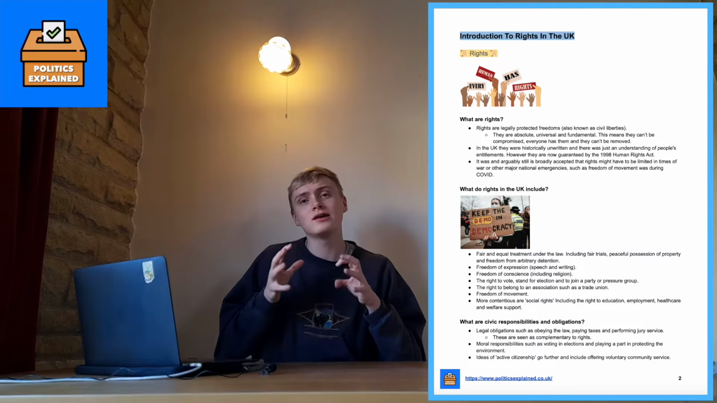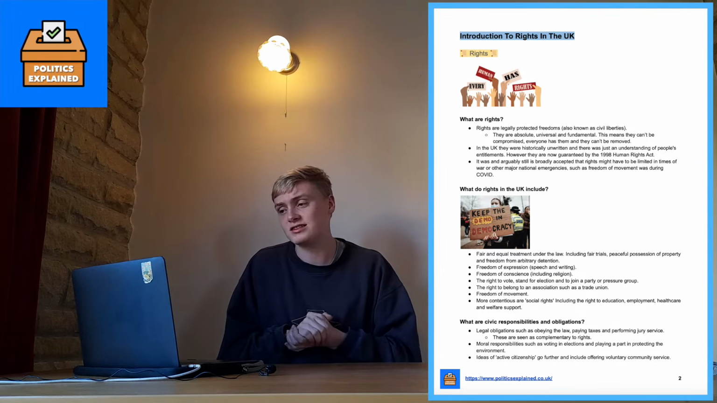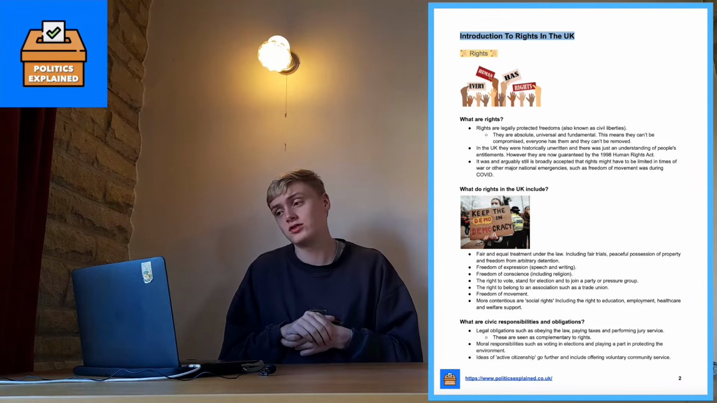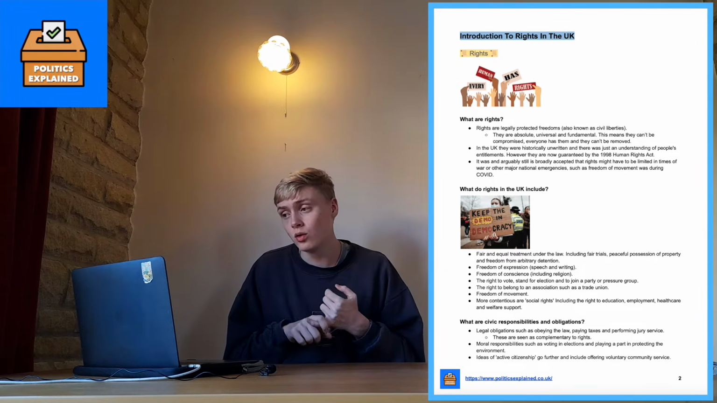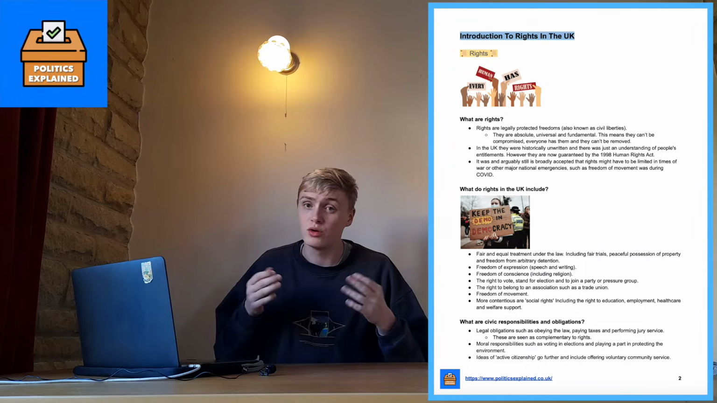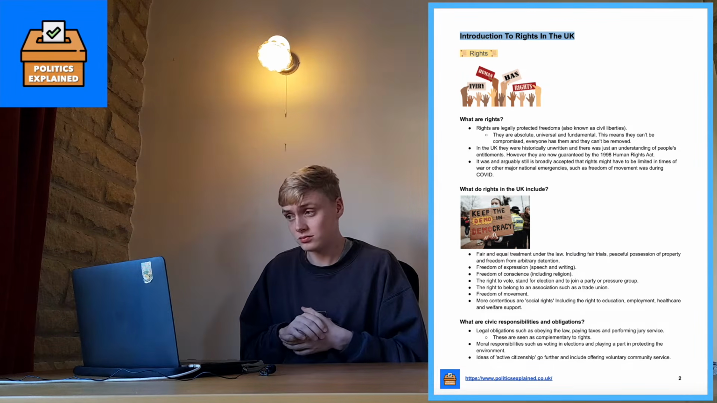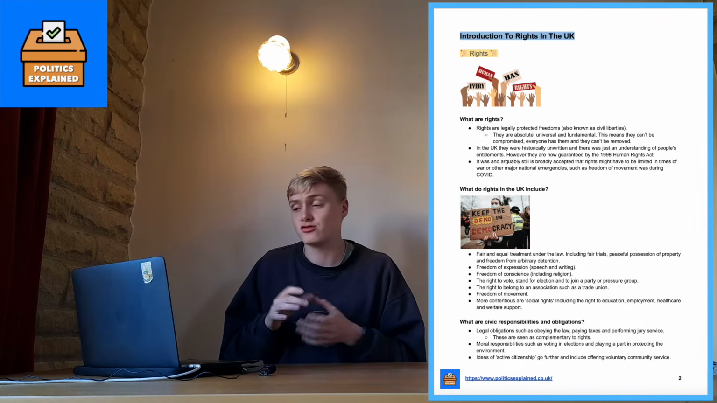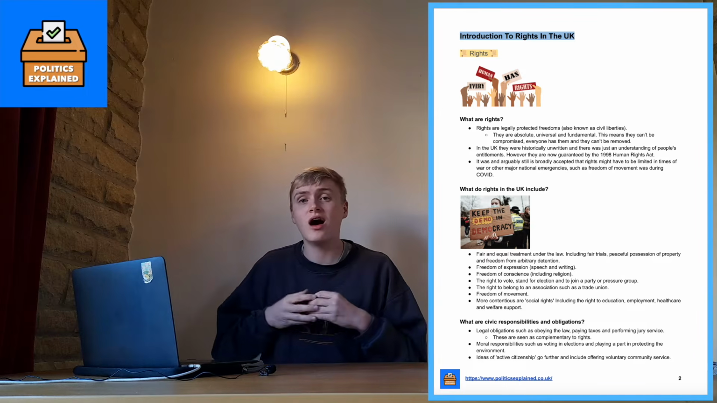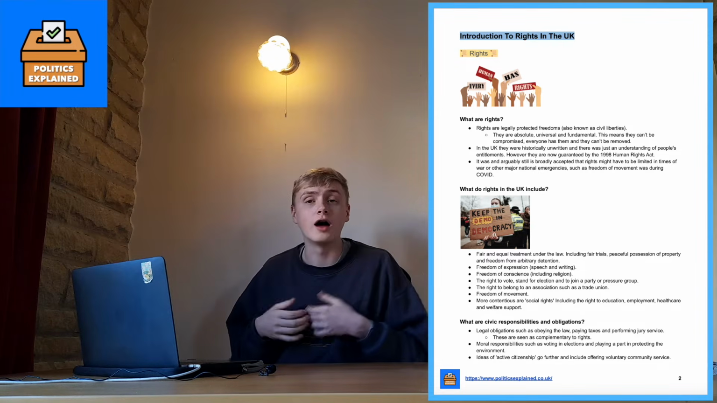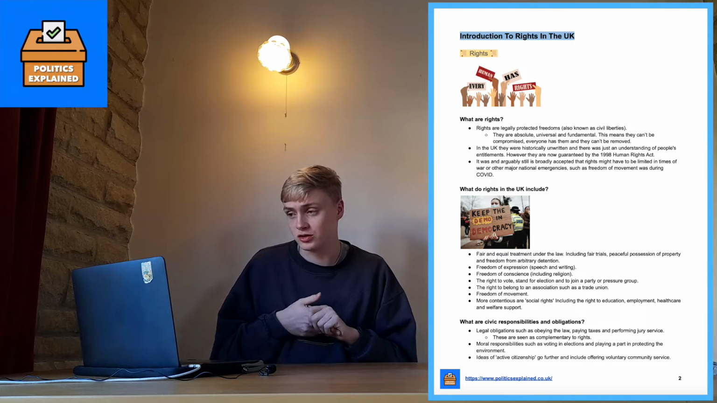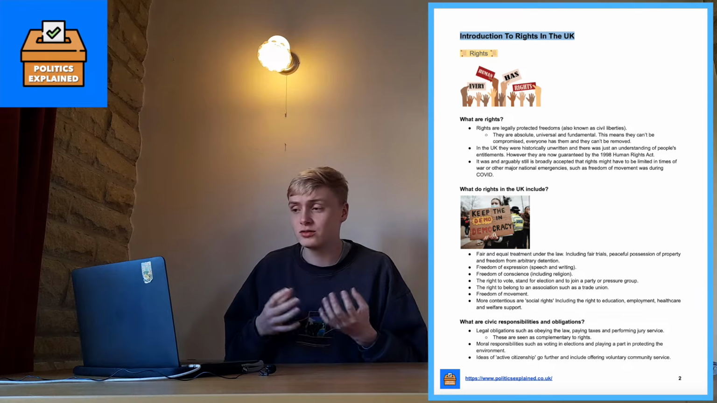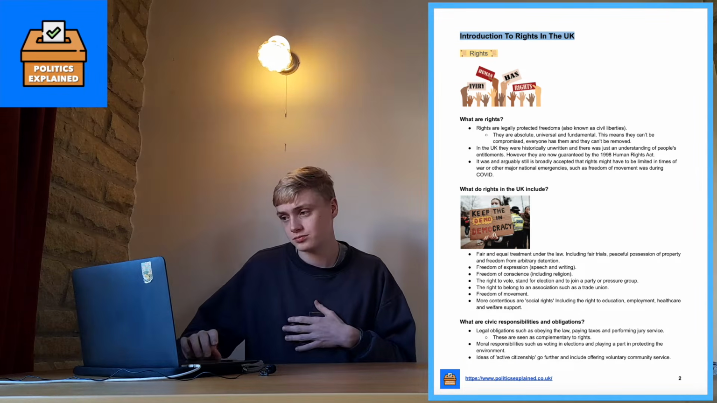As complementing rights, you have civil responsibilities and obligations. These are also in two different camps. You've got legal obligations such as obeying the law, paying taxes, and performing jury service, which you have to do. Otherwise, you'll get punished by the state. And they're seen as complementary to rights. You also have things which aren't a requirement for being a citizen, which are moral responsibilities, such as voting in elections and playing a part in protecting the environment. You don't necessarily have to do those, but they're seen as moral responsibilities.